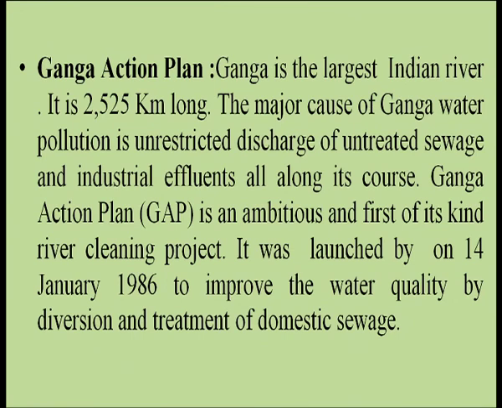Ganga Action Plan is an ambitious and first of its kind river cleaning project. It was launched on 14th January 1986 to improve the water quality by diversion and treatment of domestic sewage. The other objectives of Ganga Action Plan are control of pollution from agricultural runoff, human defecation, cattle wallowing and throwing of unburnt or half-burnt bodies into the river, research and development to conserve biotic diversity of the river, and development of new technology of sewage treatment.